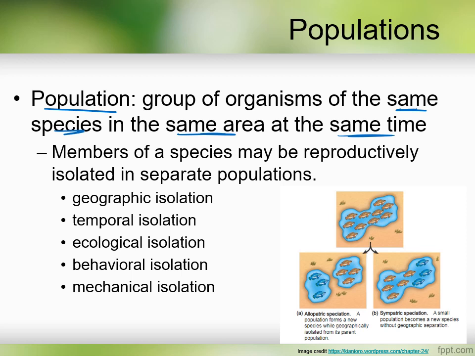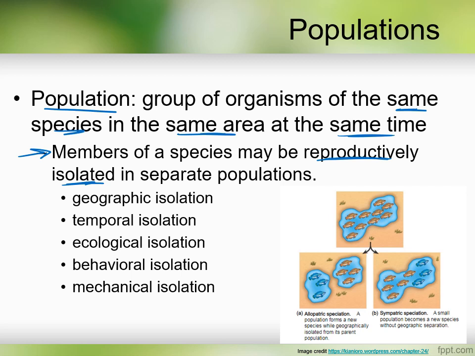What's kind of cool about our populations is that we can actually make new populations. Members of a species might be reproductively isolated into separate populations. We have lots of ways of isolating organisms reproductively. Isolation in this instance means that they can no longer interbreed. So something is preventing organisms from making babies together. And over time, this could lead to new species. We'll talk more about that on the next slide.